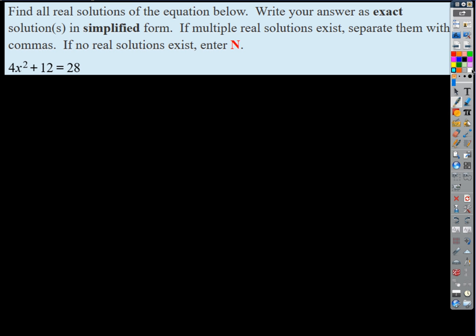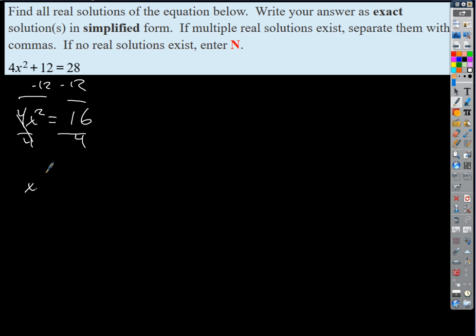All right, what about something like this? Oh, I know how to do this. I can solve this by myself. Okay, what are you going to do? Subtract 12, then you divide by 4. So what do I do with the 12? Subtract 12, good. So that's going to give us 4x squared equals 16. Then divide by 4, good.